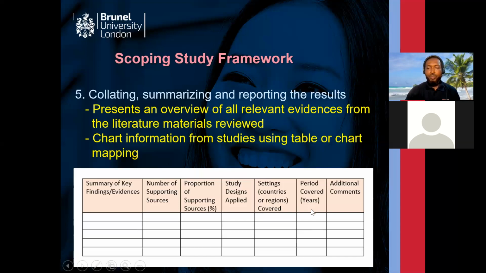Now for the period of years, yes, we want to know the period of years covered. How do you know? You have the publication years, and that's all we need here. By the time you find the publication years, you'll be able to tell the period of years that this evidence covers. Then additional comments: you could have some other comments that could be helpful, to provide additional clarifications or explanations. Just put it there if you have one. So this is all for the results.